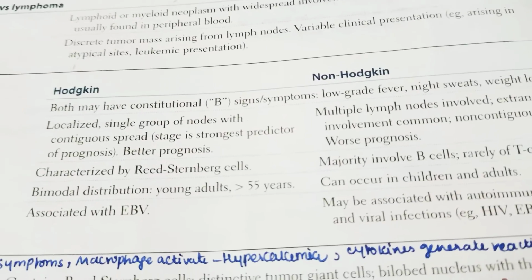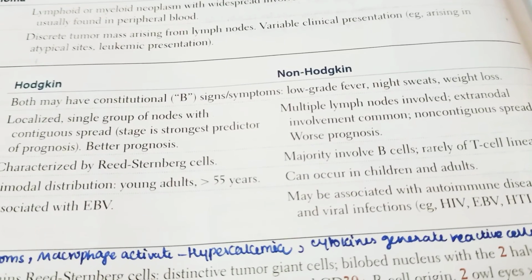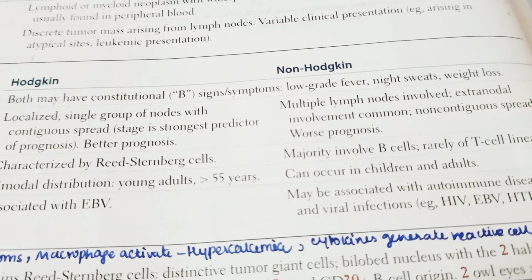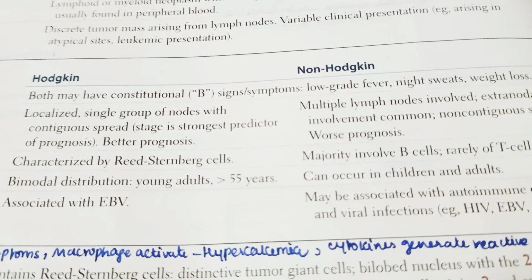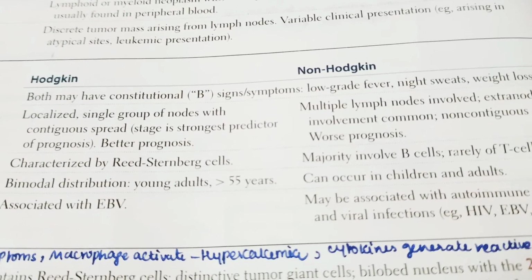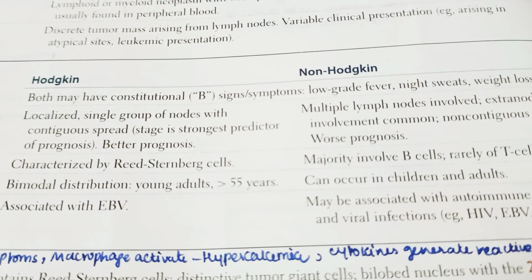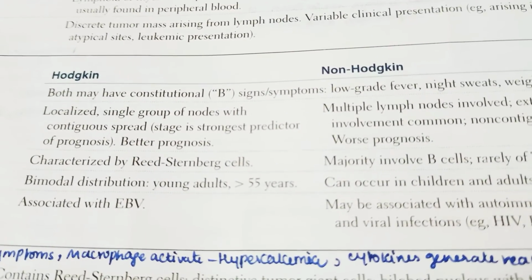What is Hodgkin lymphoma? Both may actually have B signs and symptoms, that is low grade fever, night sweats, weight loss. These are non-specific symptoms, because you can have fever, night sweats, weight loss in anything, right? But how to differentiate them as Hodgkin and non-Hodgkin? Hodgkin, you'll have a single group of nodes with contiguous spread, which is the strongest predictor, that is better prognosis, and this is characterized by Reed-Sternberg cells.